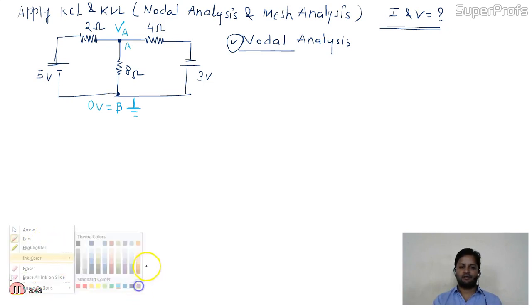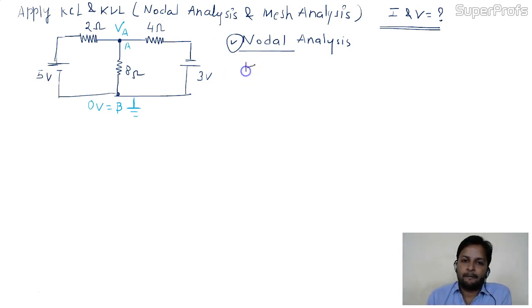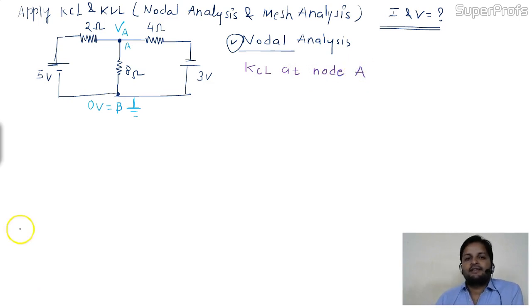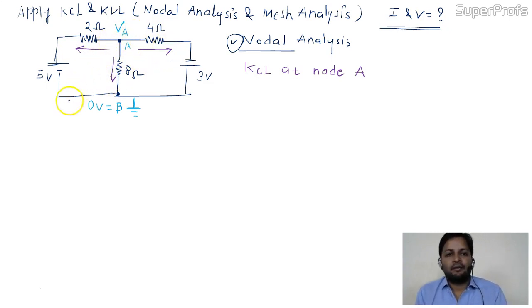Now KCL at node A. KCL is the current equation. As I told you, VA will be higher than any other voltage existing in the circuit. Node A is connected with three branches, so I'll have three currents, and the direction of the current will always be outgoing. Why? Because it's my assumption that VA is at higher potential.